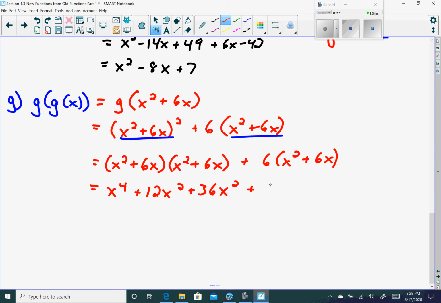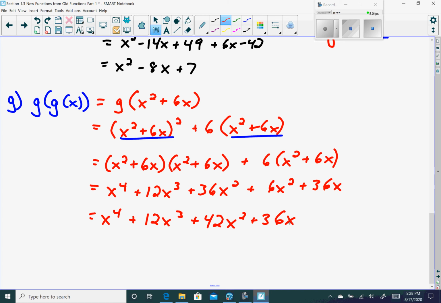Over here, if I distribute, we'll get a 6x squared plus 36x. And combining like terms, we have an x to the 4th. We'll get, that should have been a 12x cubed. So we'll still have the 12x cubed. Here we'll get a 42x squared plus a 36x. All right, let's try one more example like this, and that'll wrap up part 1.